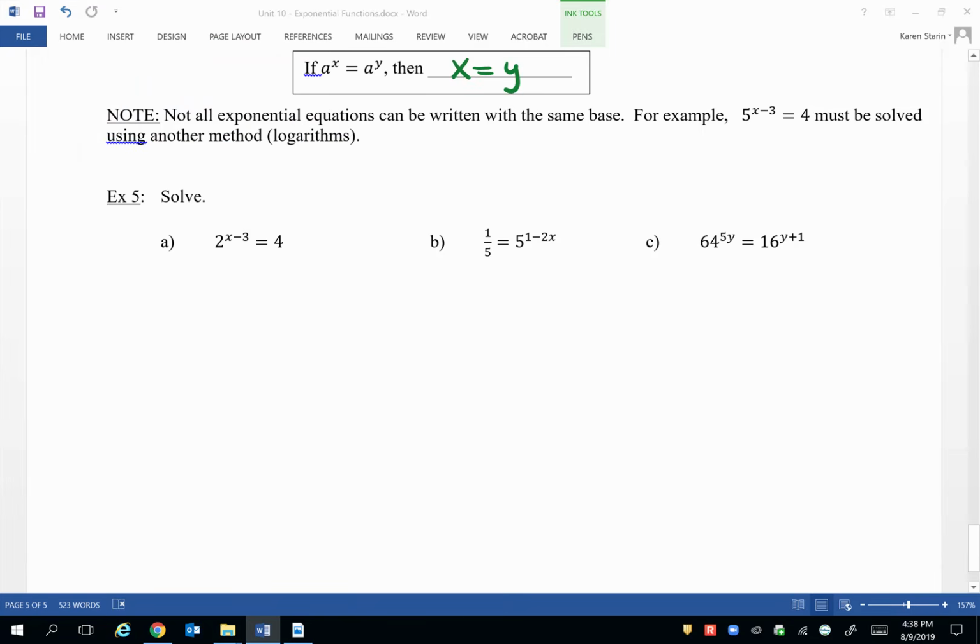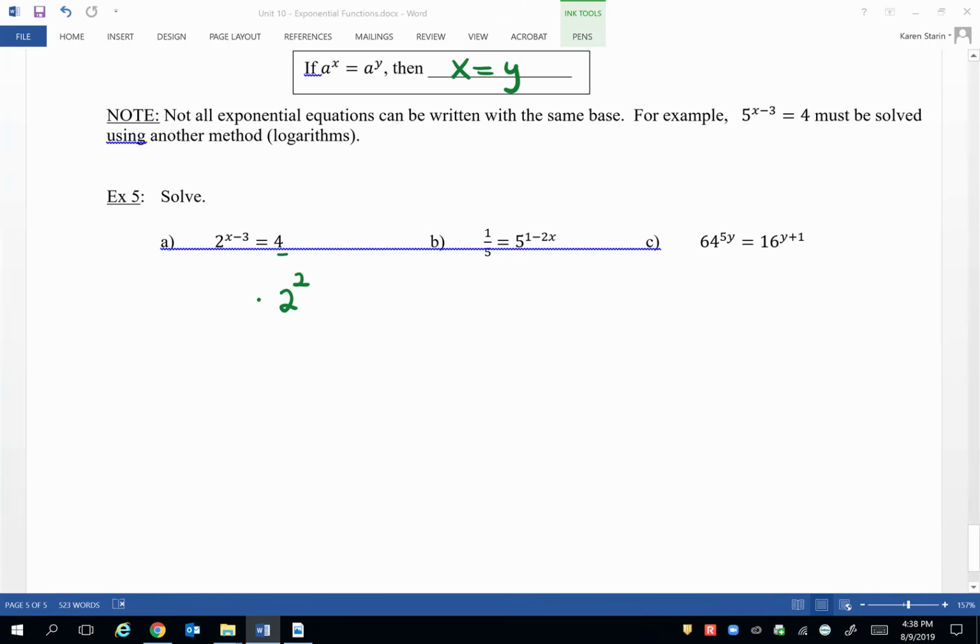Example 5, Part A. Solve 2 to the x minus 3 equals 4. Well, on the left, we have base 2. On the right, we have the number 4. We can write 4 in base 2. Do you agree that 2 squared is 4?